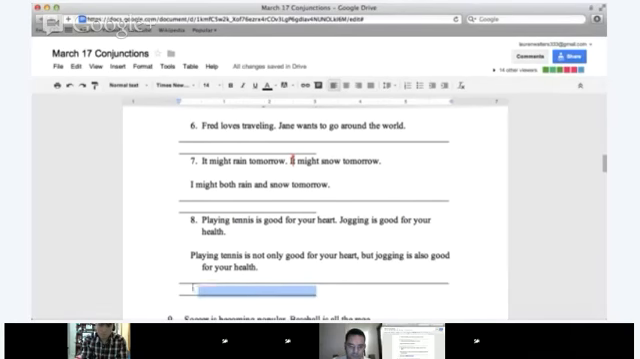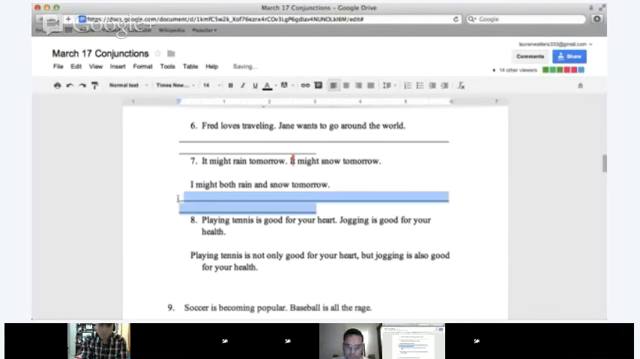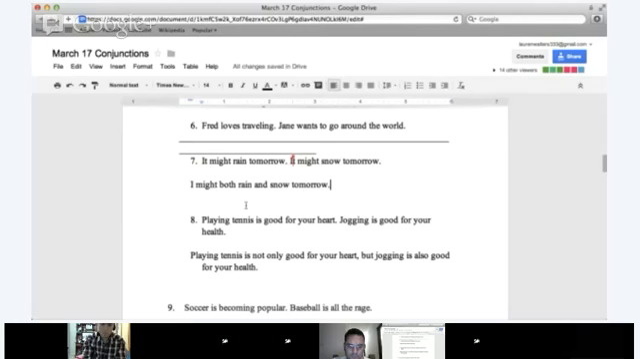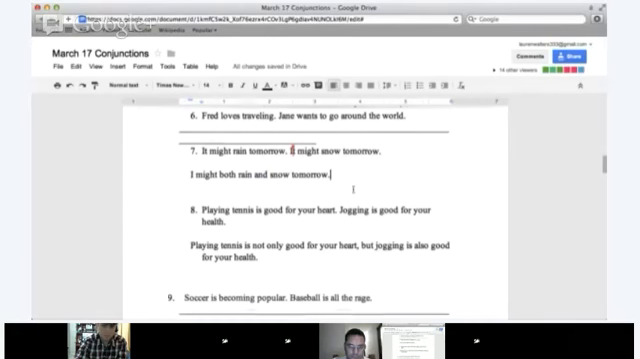Okay, so I'm just going to correct these for you. Your first one here, it might both rain and snow tomorrow. That works. That's good, right? Because it might do both. So that one works well. Great job on that one.